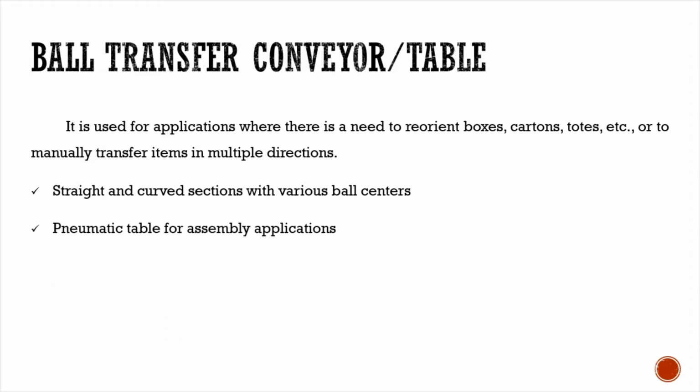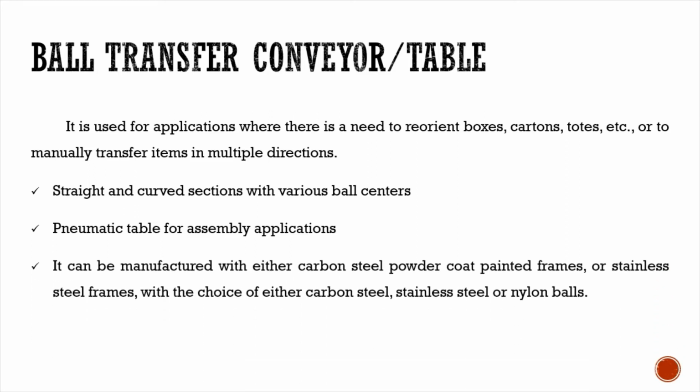Also available in a pneumatic table for assembly applications, where there is a need to transfer product and then lower the table height for stability of work, then raise product and transfer back onto the conveyor system. It can be manufactured with either carbon steel powder coat painted frames or stainless steel frames with a choice of either carbon steel, stainless steel, or nylon balls.